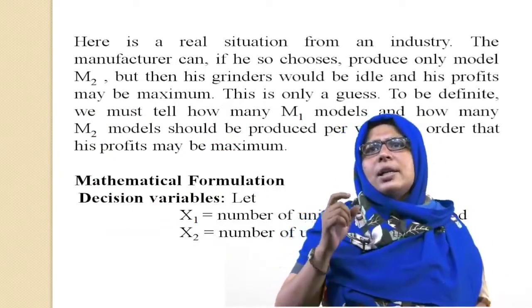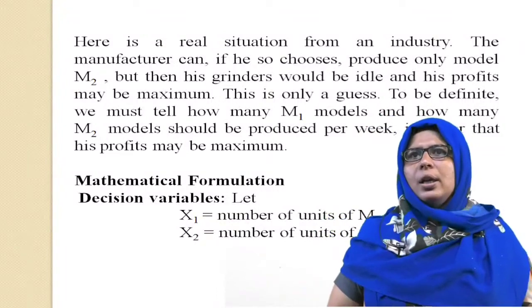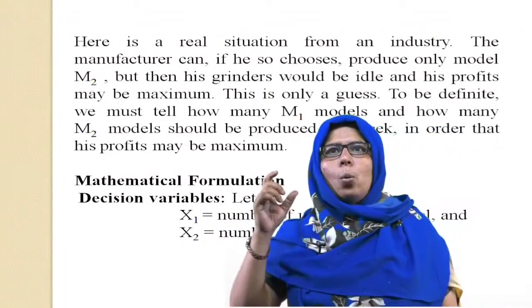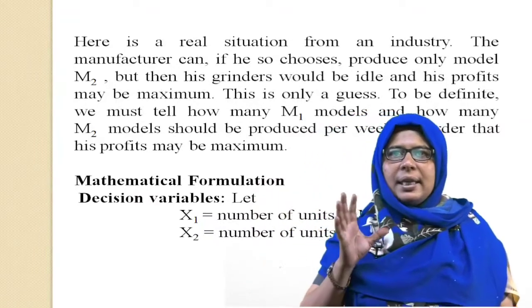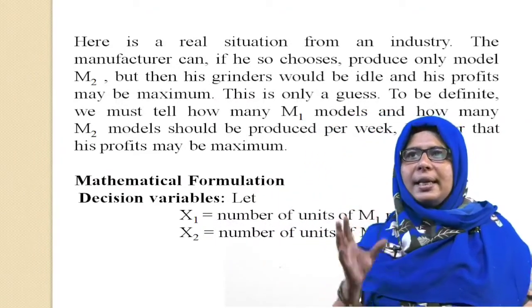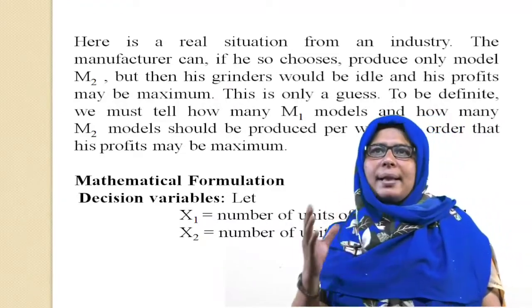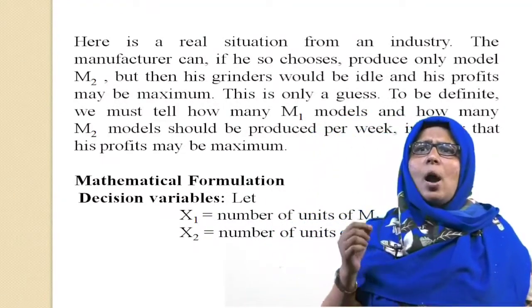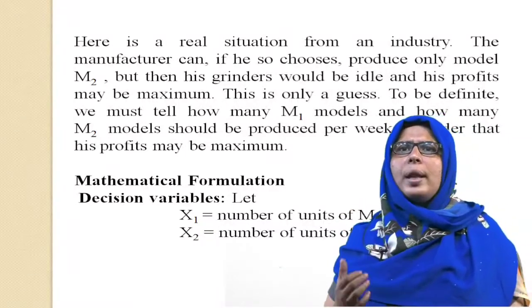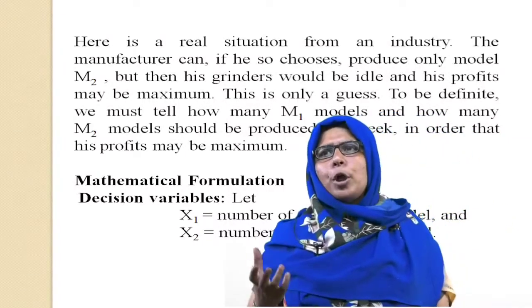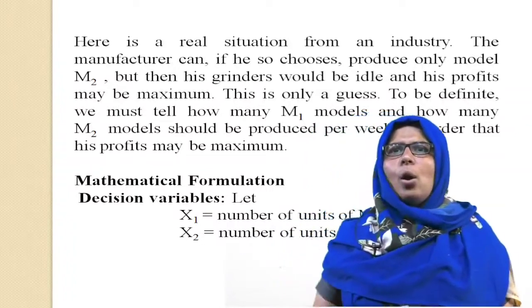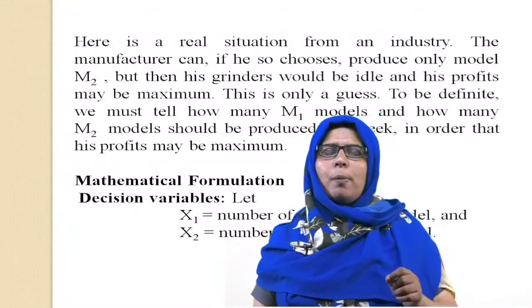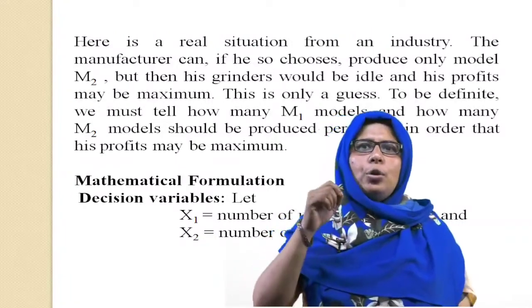So here is a real situation from an industry. The manufacturer can, if he so chooses, produce only model M2, but then his grinders would be idle and his profits may not be maximum. This is only a guess. To be definite, we must tell how many M1 models and how many M2 models should be produced per week in order that his profits may be maximum. So in the mathematical formulation we are going to see how to allocate.